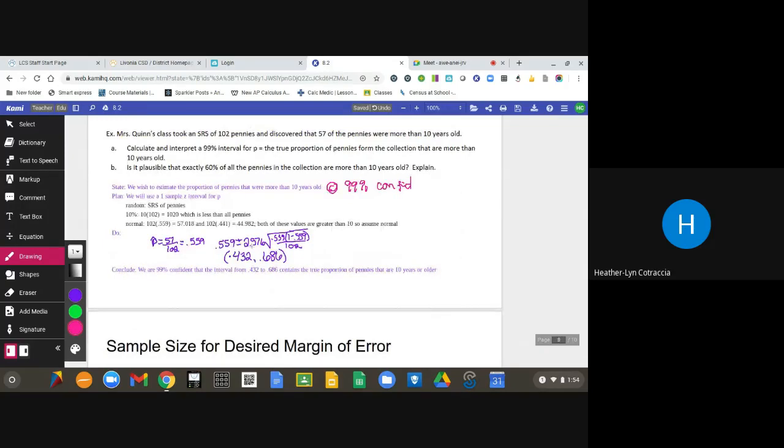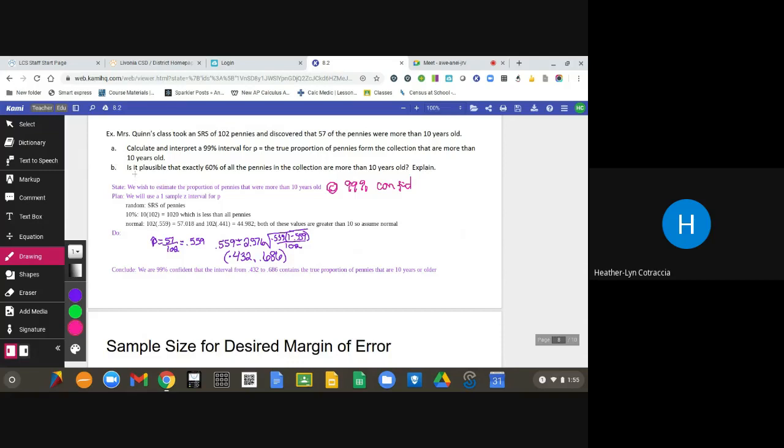Then the worst part about this is typing it on the calculator. Please do that slowly so that you don't make mistakes. You would hate to get this far and then just make a silly calculator error. If you plug it in all correctly, you should get 0.432 to 0.686. And then to conclude, again, use my words. We are 99% confident that the interval from 0.432 to 0.686 contains the true proportion of pennies that are 10 years or older.